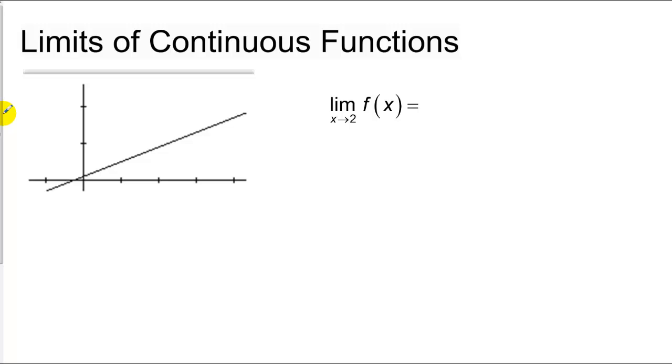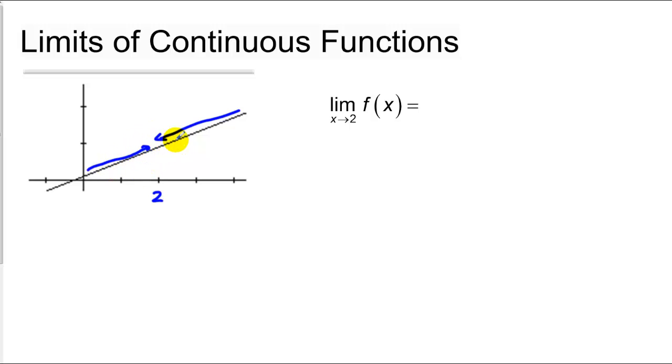So if we look at a graph and we talk about limits of a continuous function, we have a linear function right here that's continuous, meaning there's no breaks or asymptotes or holes in it. And we ask, well, what's the limit of this function, of this line, as x goes to 2? Well, here's the x value of 2. And we want to know, what is y approaching as x gets very close to 2?